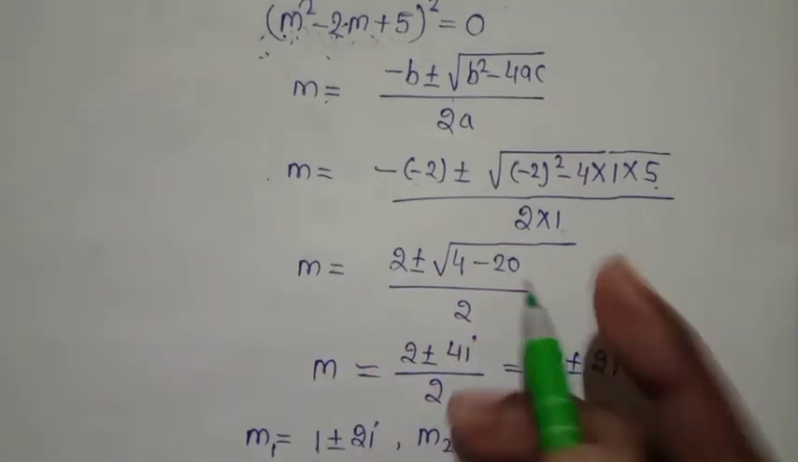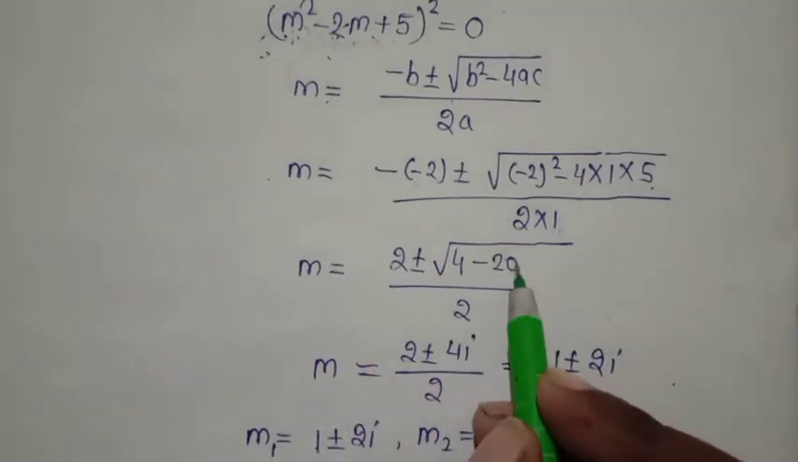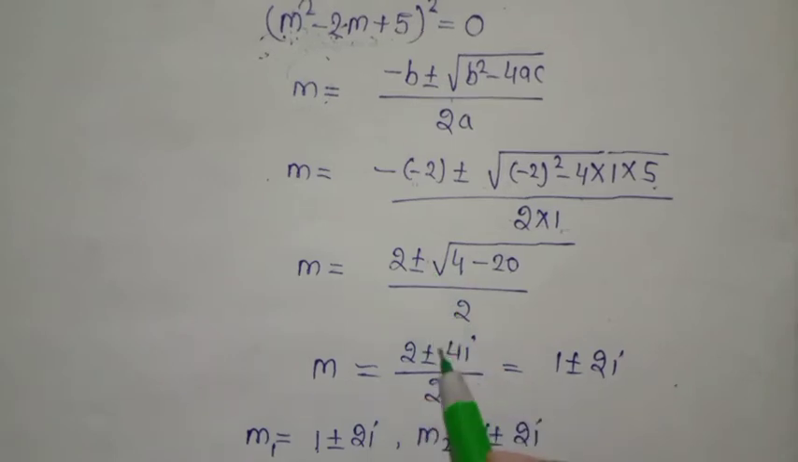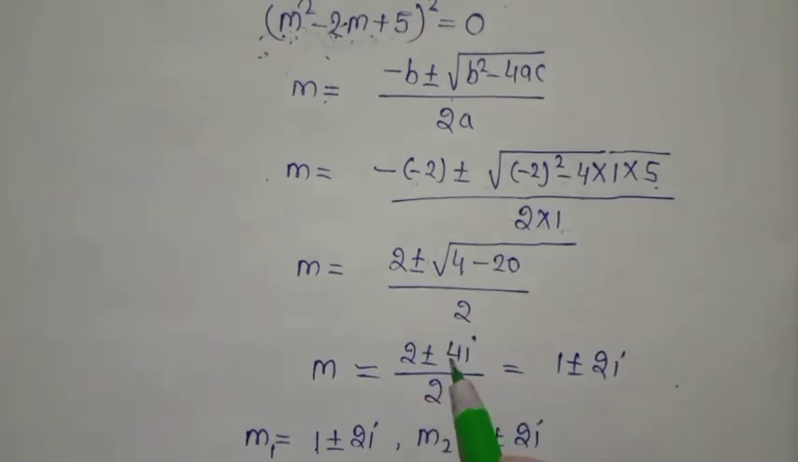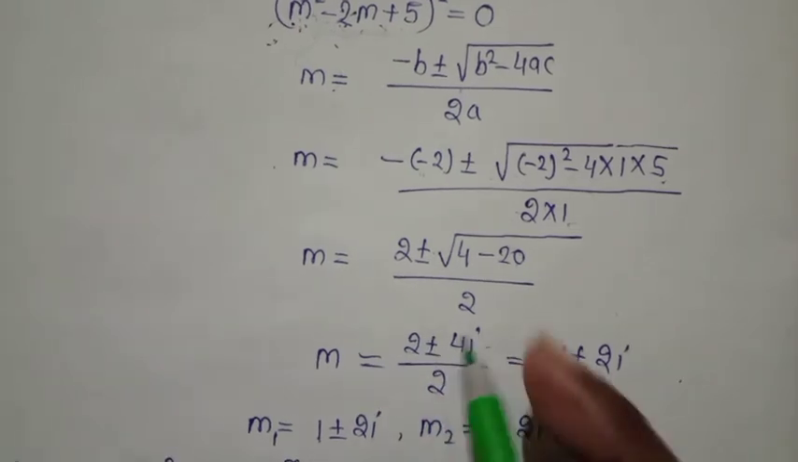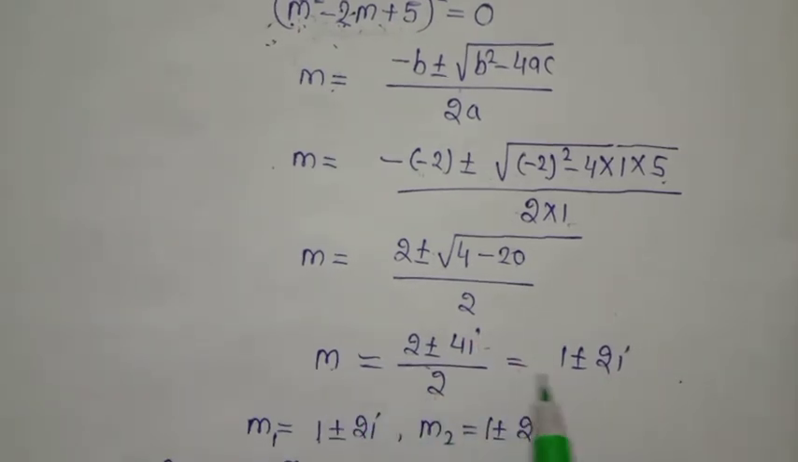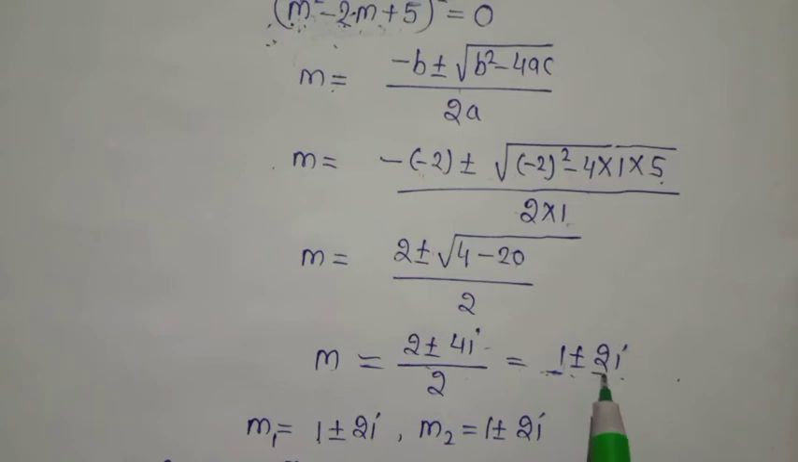Now you can see that 4 minus 20 becomes minus 16, and when it comes outside the root, it will give me an imaginary value, that is 4i, because the square root of 16 is 4. So after simplifying, we are getting that m is equal to 1 plus minus 2i. So you can see the real part of the complex root is 1 and the imaginary part is 2.